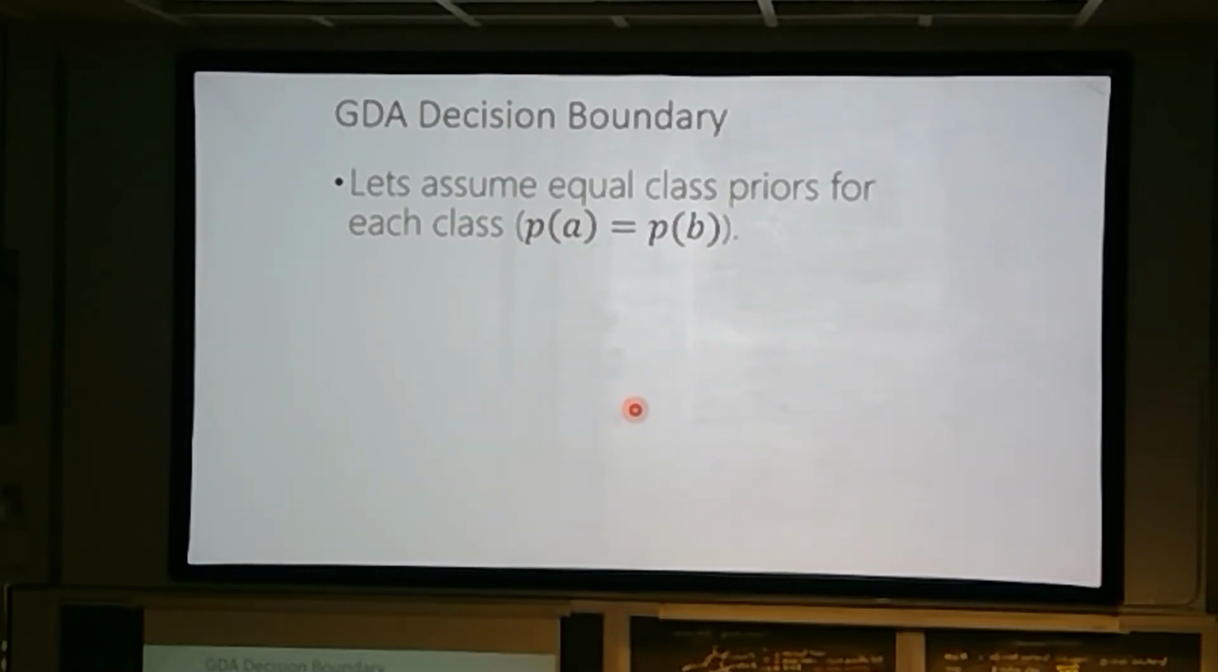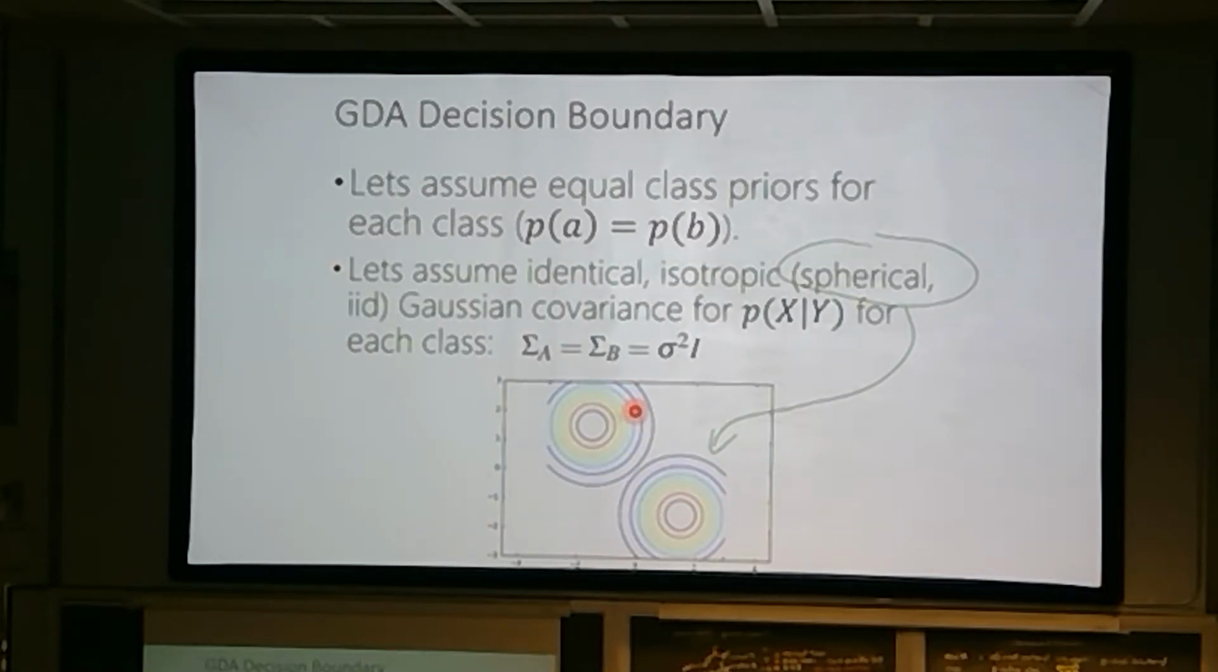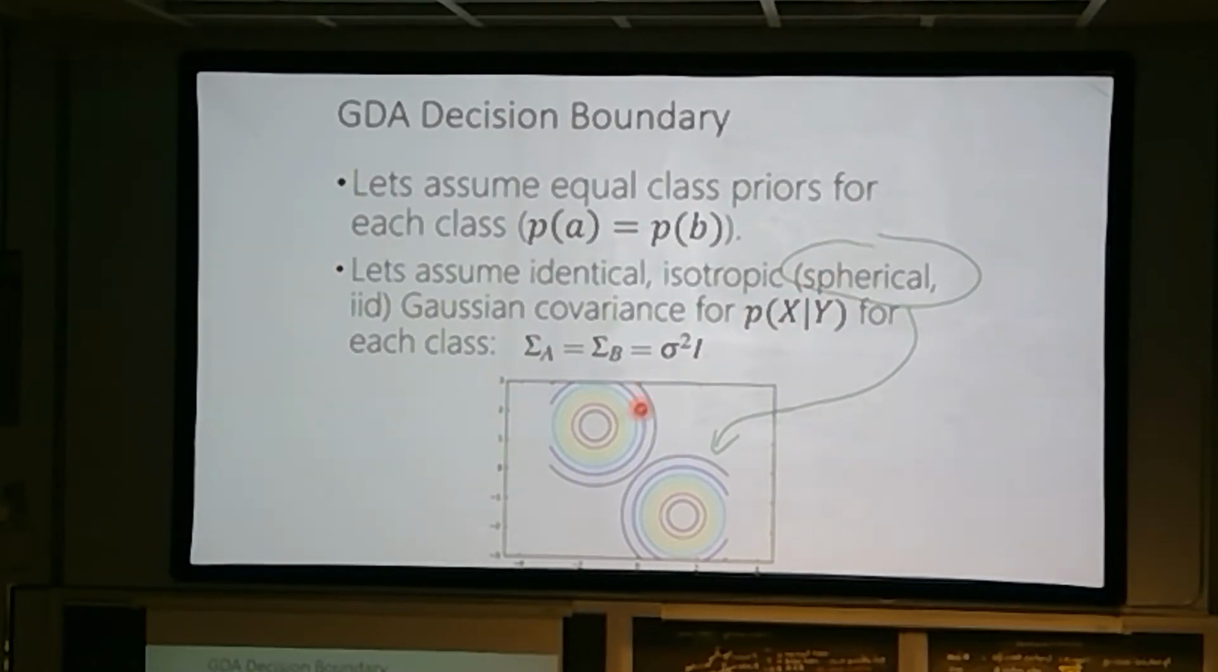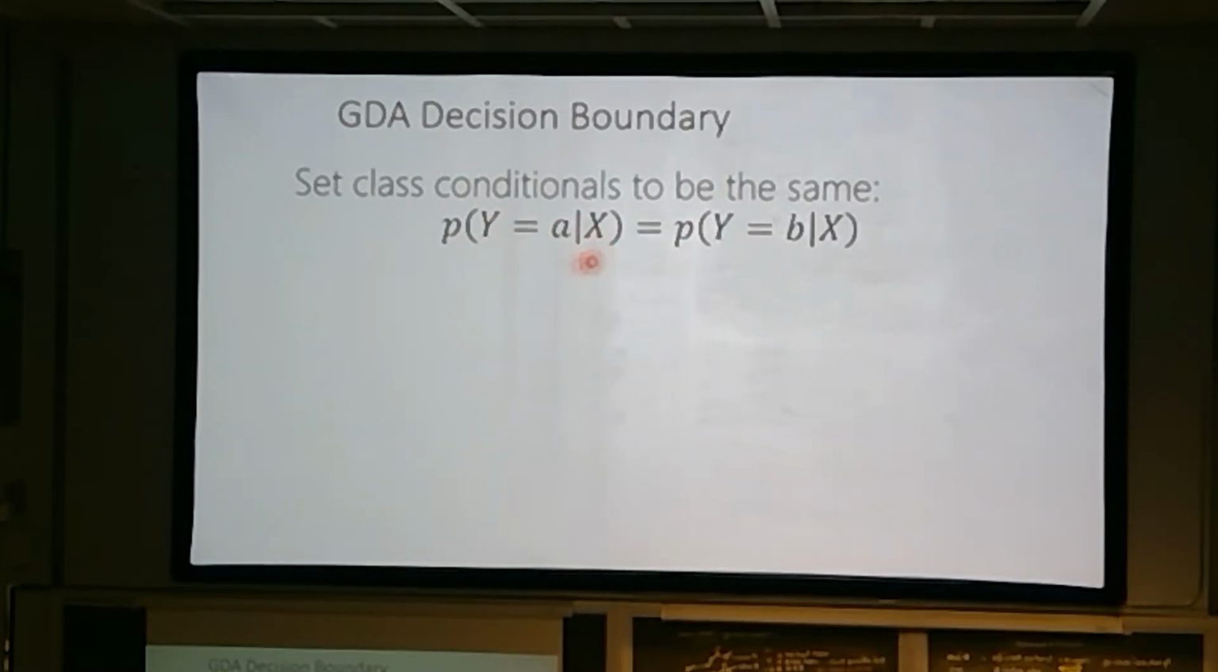So let's do that for Gaussian discriminant analysis, and we're going to do it in a few different ways. First, let's assume that we have identical isotropic Gaussian covariances, something I mentioned before. That's when they look like two spheres like this. Given that assumption, we can work through. And right now, we're also going to assume that the probability of each class is the same.